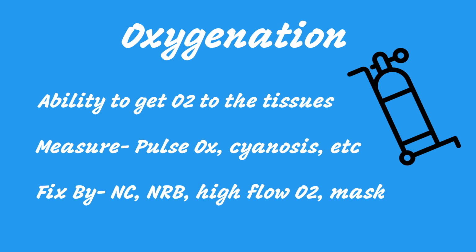Start with a nasal cannula for mild needs. Use a non-rebreather for acute or severe hypoxia. For any critical cases, we can increase our oxygen needs to high flow, putting them on mask as necessary. The key for oxygenation is quickly identifying it.